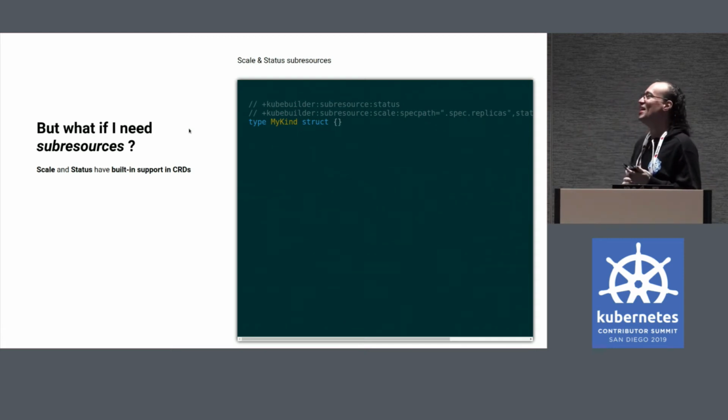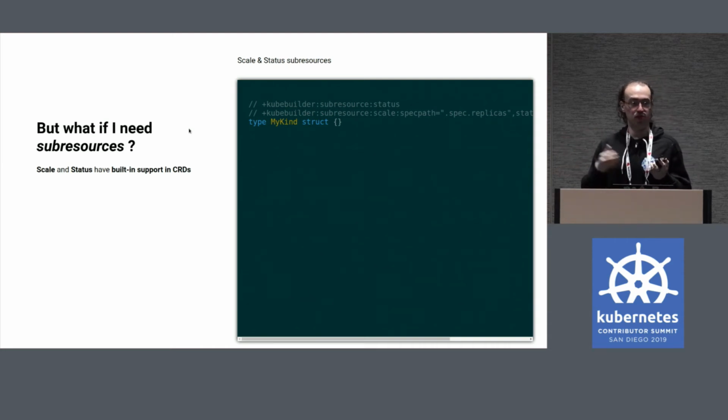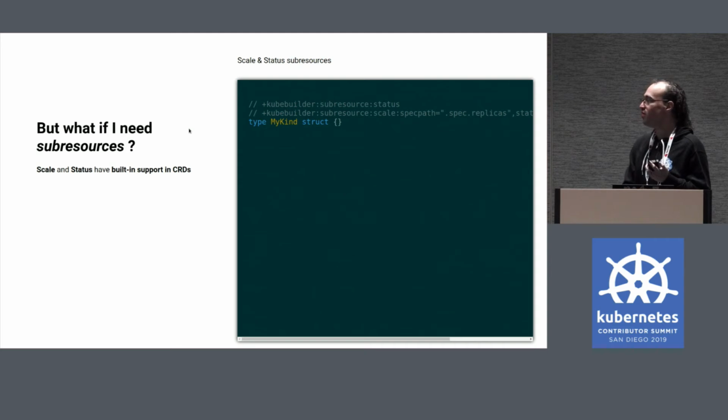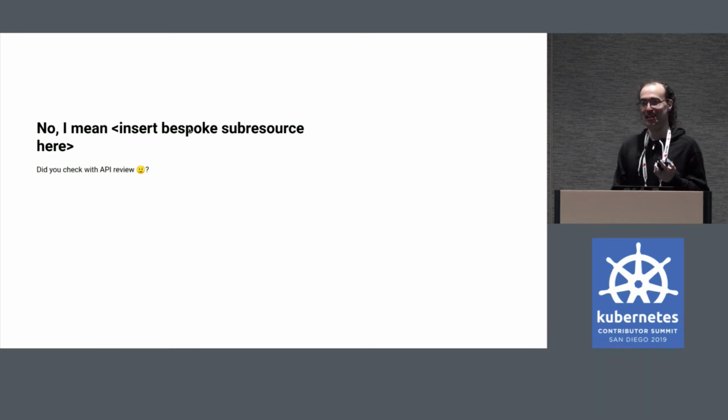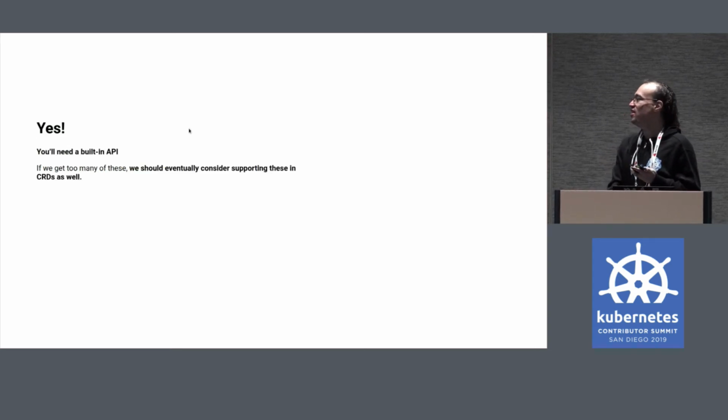All right, subresources. We have scale and status support, and that's a lot of what you need. You can specify a spec path, for instance, for scale, spec, and status, and you get /scale. For arbitrary subresources, first of all, make sure you get through API review and they say it's okay to add a new subresource, because chances are you might not need it. But if you do, you're going to have to go back to a built-in API.